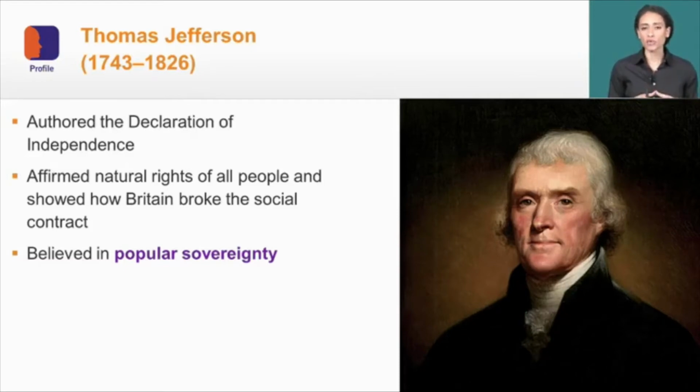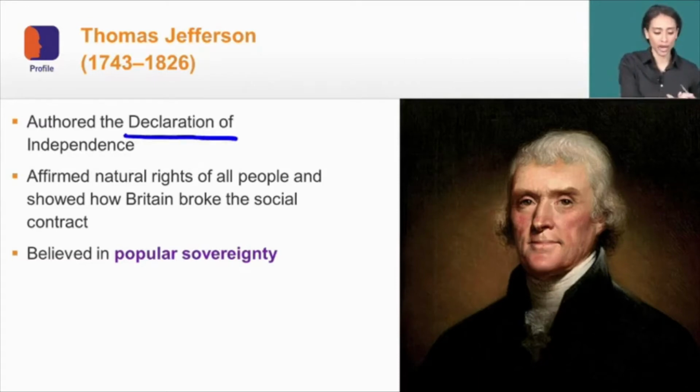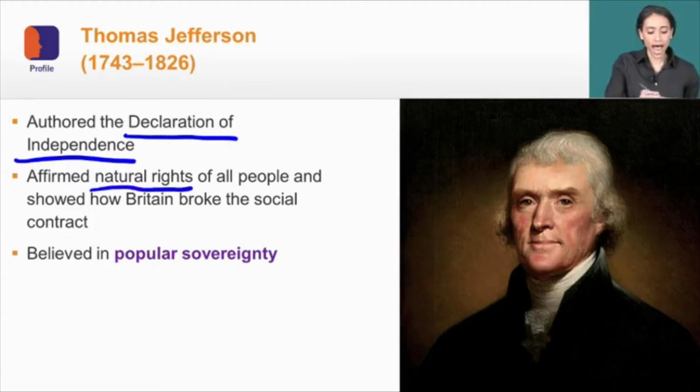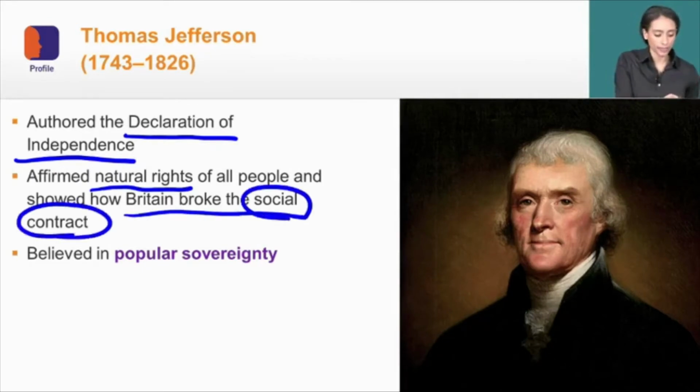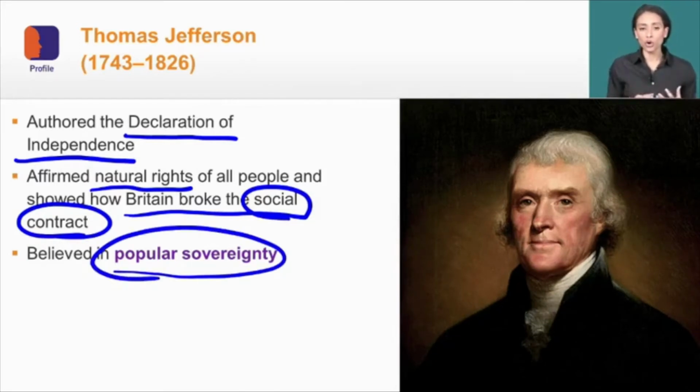Now, Thomas Jefferson, one of the founding fathers of America, is one of the primary authors of the Declaration of Independence. And in this declaration, he affirms what he believes in as natural rights of all people, and he demonstrates that Britain breaks the social contract between people and government. Now, he believes in popular sovereignty, this concept that government can only work with the will of the people, the consent of the majority. Now, let's take a look at how the Declaration outlines some of these ideas.